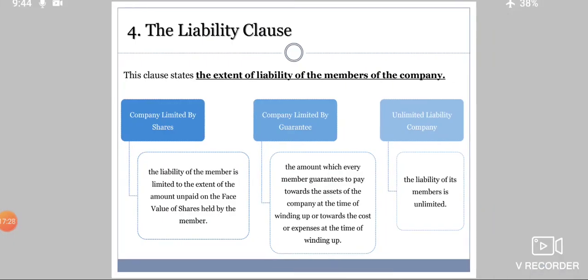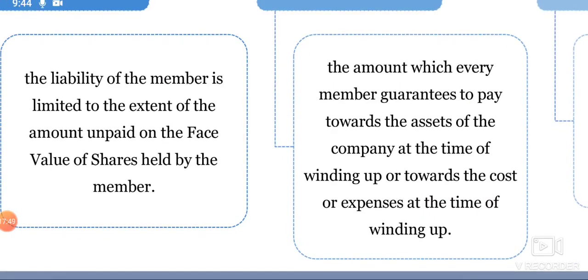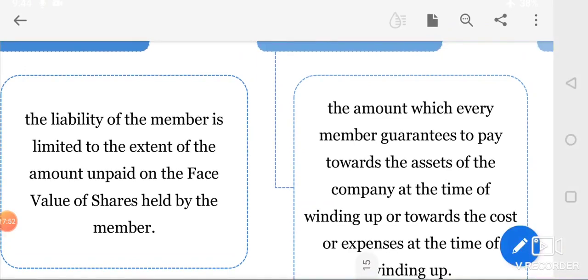Coming to the fourth clause, the liability clause. See, this clause states the extent of liability, how much liability a member of a company has. Now see, the company limited by shares, the name itself says, we have seen this type of company. Here the liability of the member is limited only to the extent of the amount unpaid on the face value of shares held by the member. See, we have already seen the face value of a share is 10, but as of now you have paid only 5 to the company.